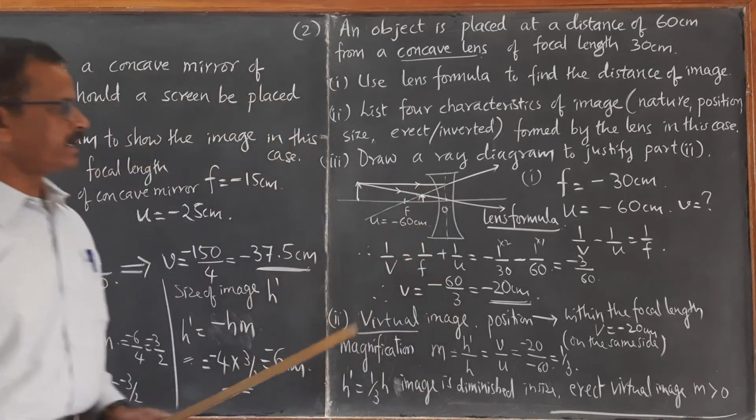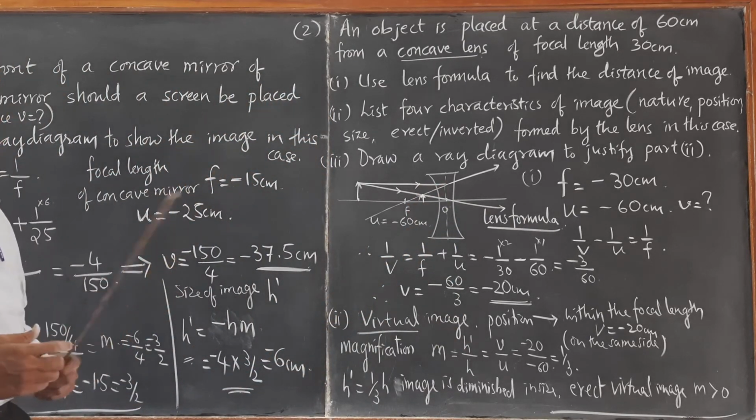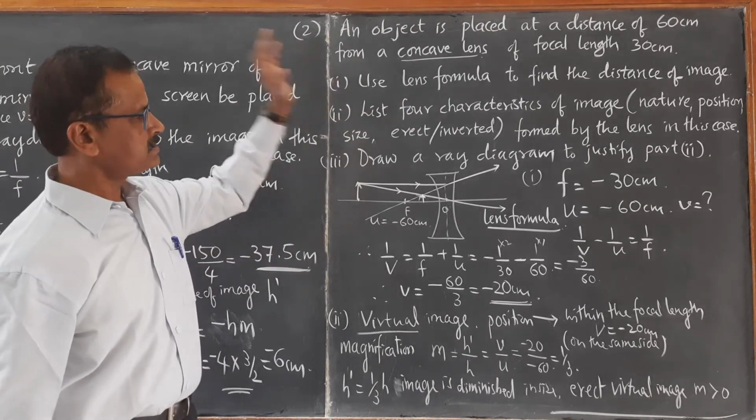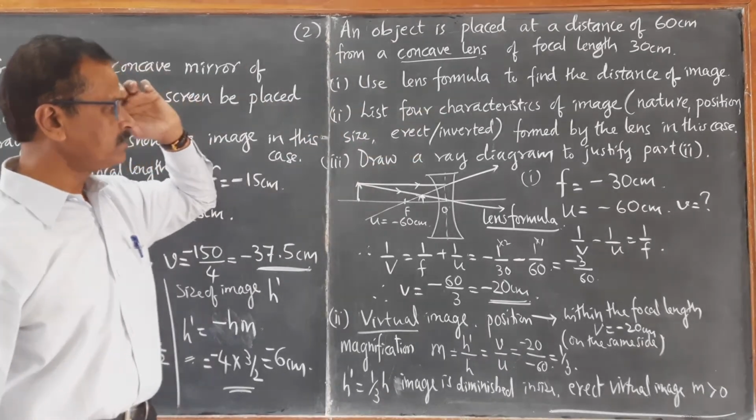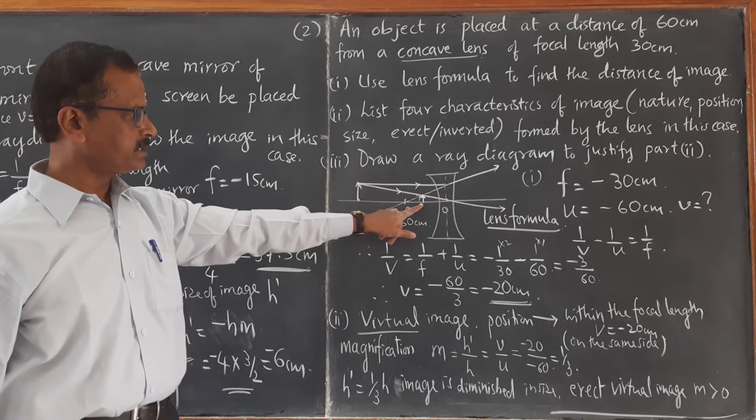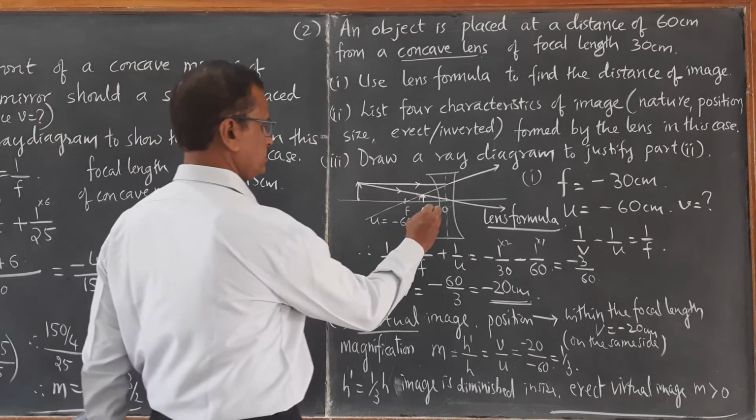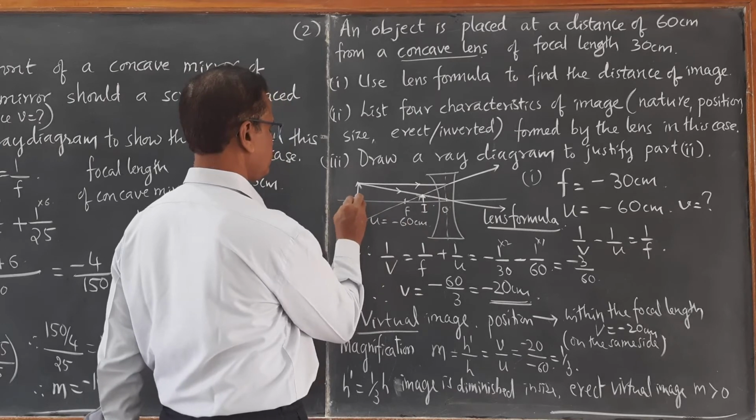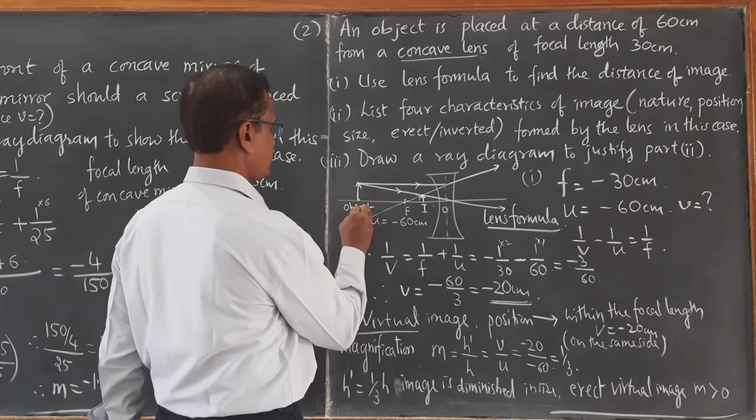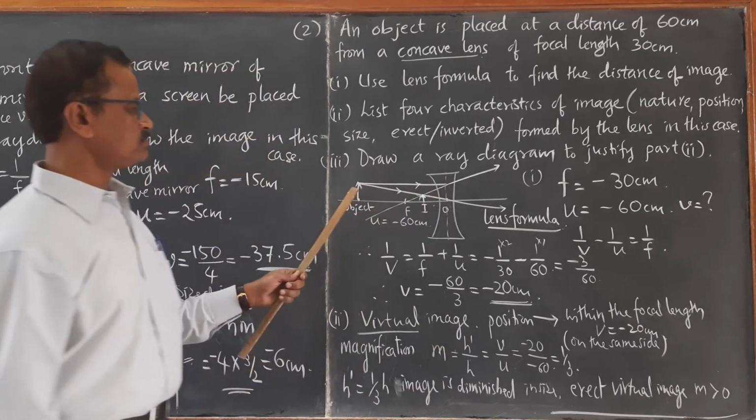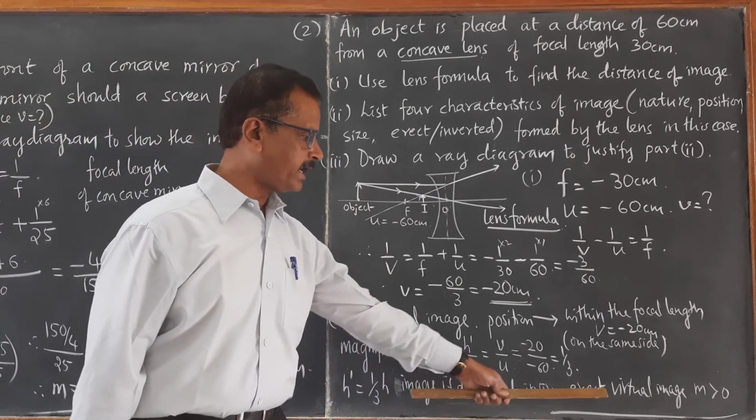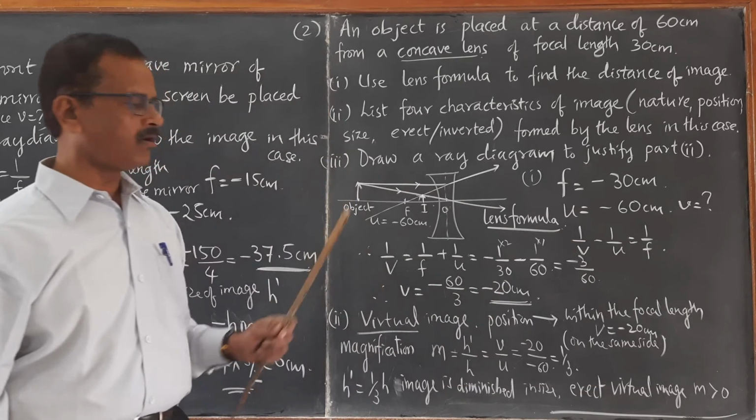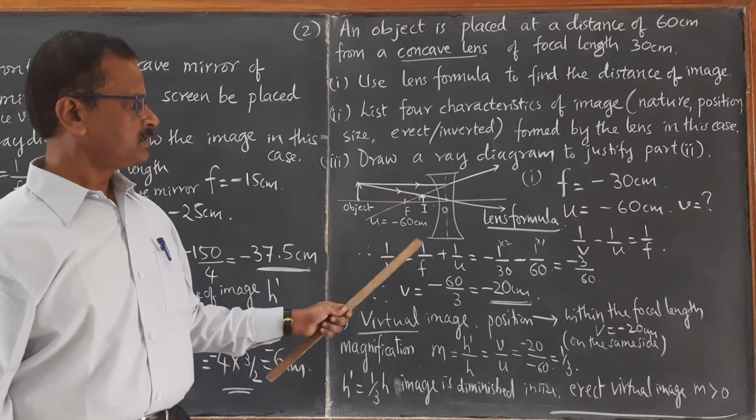So this ray diagram we have to draw clearly, so that will be part of this question. Draw a ray diagram to justify your part second. You can see here the image I, this is the position of the image, this is the position of the object. So the size of the image is smaller than the size of the object, therefore it is a diminished in size and erect virtual image, which can also be shown with the help of a ray diagram.